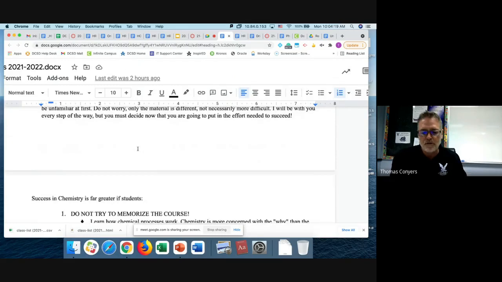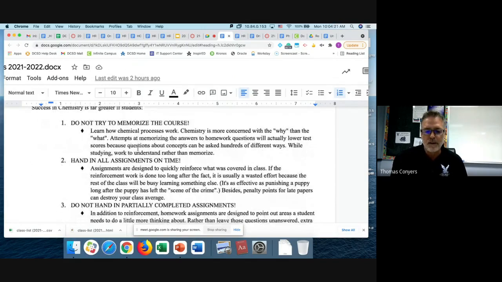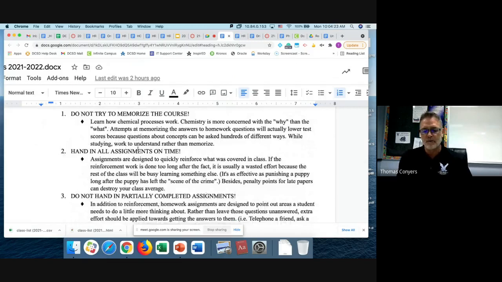Success in chemistry can depend on all of these things. I'll let you read these more on your own, so please feel free to go back to the syllabus and look at them. But things you need to take into consideration: don't try to memorize the course. This is not a course where you're memorizing facts. You're problem solving and trying to figure out how to find a solution to a problem. Learn how to solve the problems. Don't try to memorize facts or memorize a recipe to solve problems. Not that there isn't some level of memorization of facts, but that's not the gist of this class, really. Please turn in all your assignments on time.